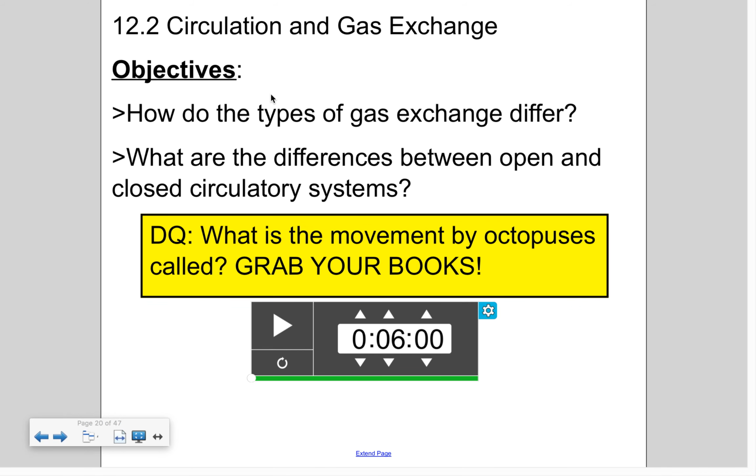All right, welcome back. I'm going to do the second section of chapter 12, looking at circulation and gas exchange. We're going to talk about the different ways that organisms take in oxygen and get rid of CO2 due to their different environments, and then talk about differences between their circulatory systems, primarily between open versus closed circulatory systems.